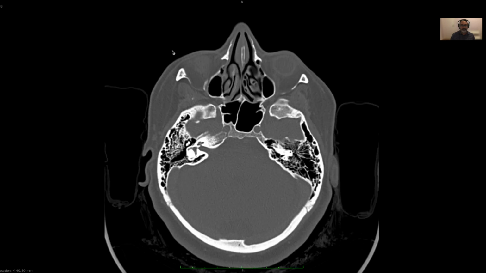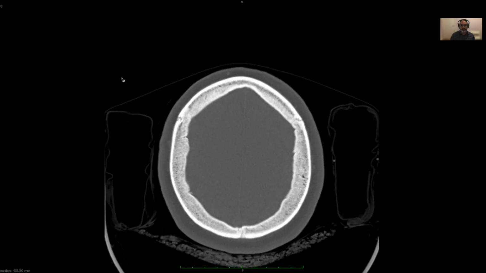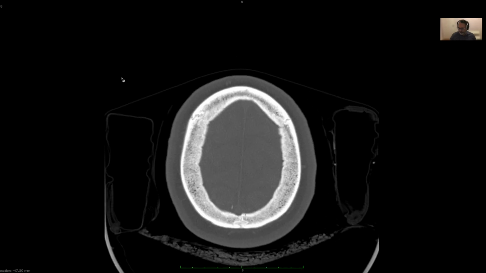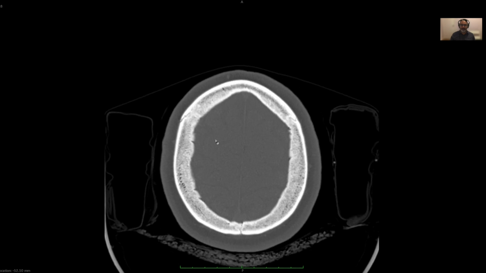I'll show it to you in the axial view. That's the first main view to see them. But after the axial view, you should also be able to see them in the other views. All right, so let's go from the top down. Here we are at the top. We're going down.